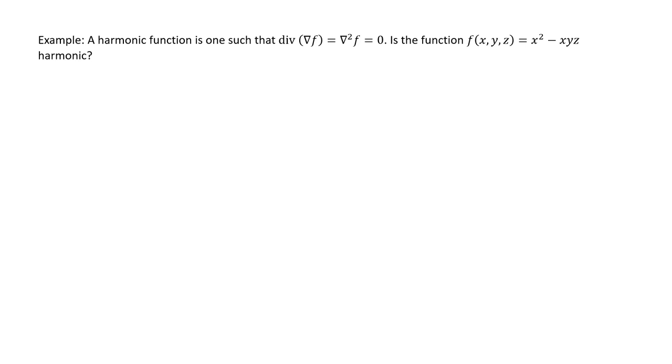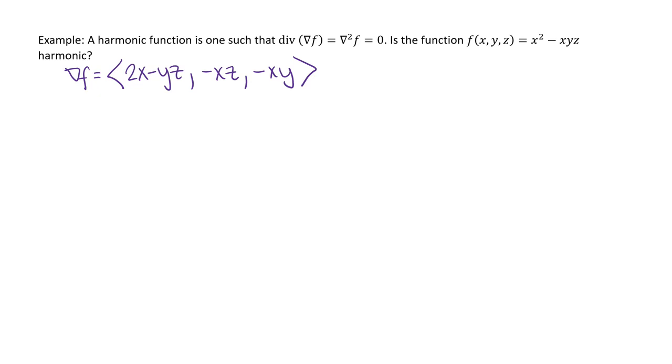So first thing I'm going to do is compute my gradient vector. And then I'm going to find the divergence of that gradient vector. So for the gradient vector, I take the derivative of the function with respect to x. I get 2x minus yz. Derivative with respect to y is just negative xz. And derivative with respect to z is negative xy. So there's my gradient vector, which consists of those partial derivatives.